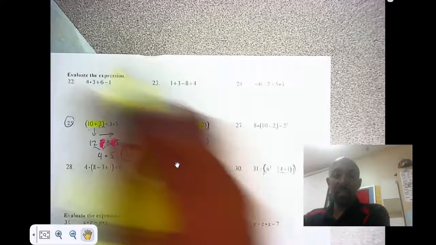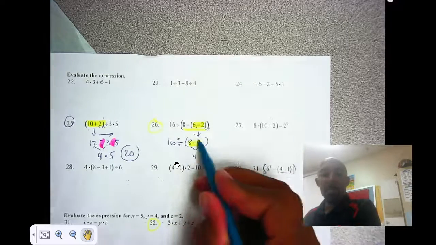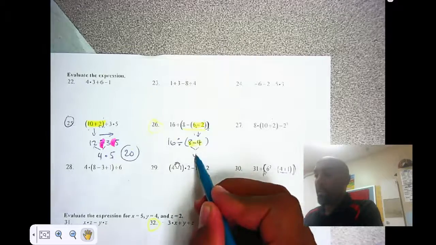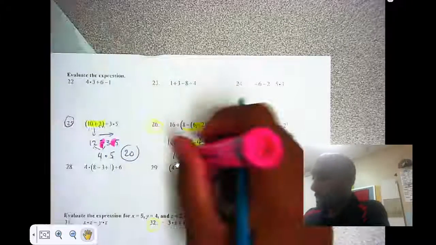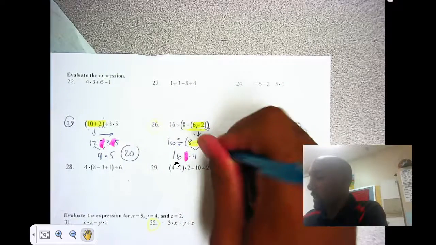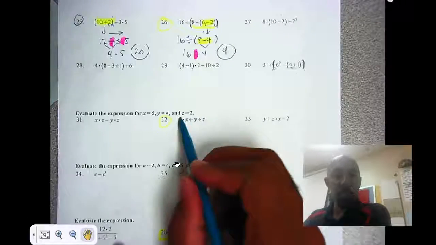So now again, I still have parentheses, so I do this next. 8 minus 4. This is 4. And again, once it's just one number, I can take away parentheses. And then the last one is divide. 16 divided by 4 is 4. Okay? A couple more. 32.